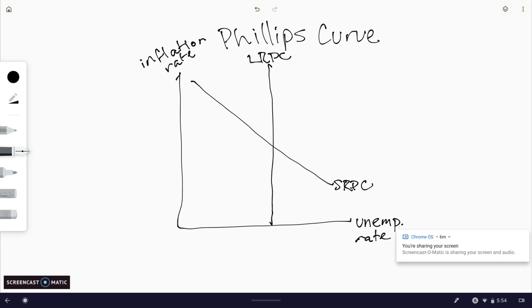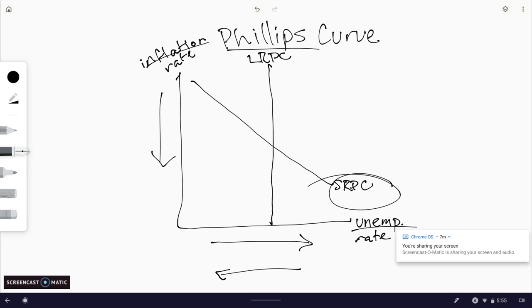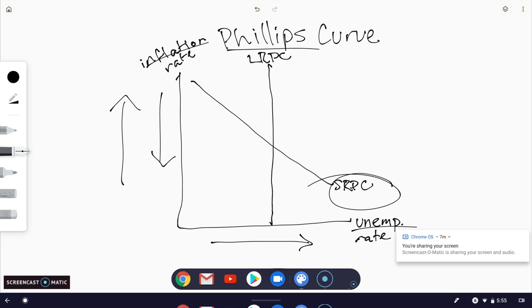Basically, all that you need to note for this graph is that there's an inverse relationship between inflation and unemployment that's displayed by the short run Phillips curve because it's downward sloping. So as inflation goes down, unemployment is going to go up, and as unemployment goes down, inflation is going to go up. I think that is the most important thing to note. And I hope that these graphs helped you out.